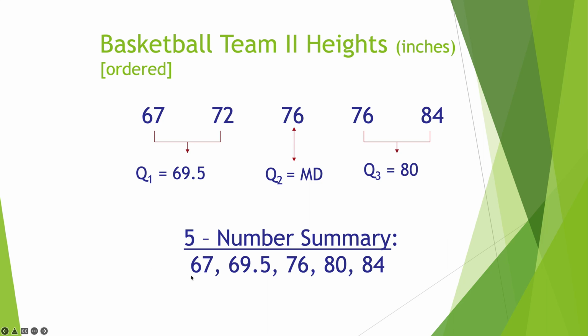So the 5-number summary is minimum 67, first quartile or lower quartile 69.5, median or second quartile, which again most people don't say second quartile, 76, third quartile or upper quartile, those terms are interchangeable, 80, and maximum 84.